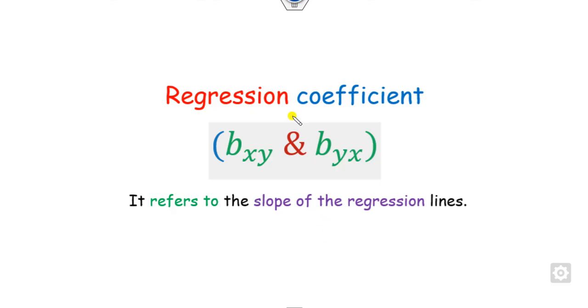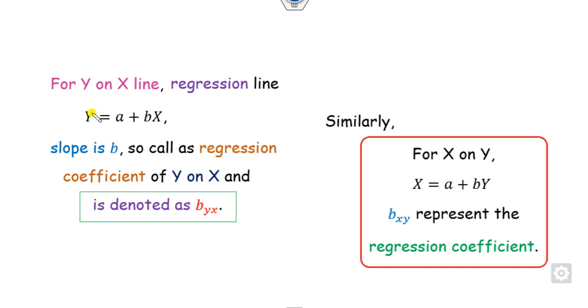Now we will see about the regression coefficients. What are they? They represent the slope of the regression line, and are denoted as bxy or byx. So what are the regression lines? We know that there are two regression lines. One is called y on x. Y on x means y is my dependent variable and x is my independent variable.